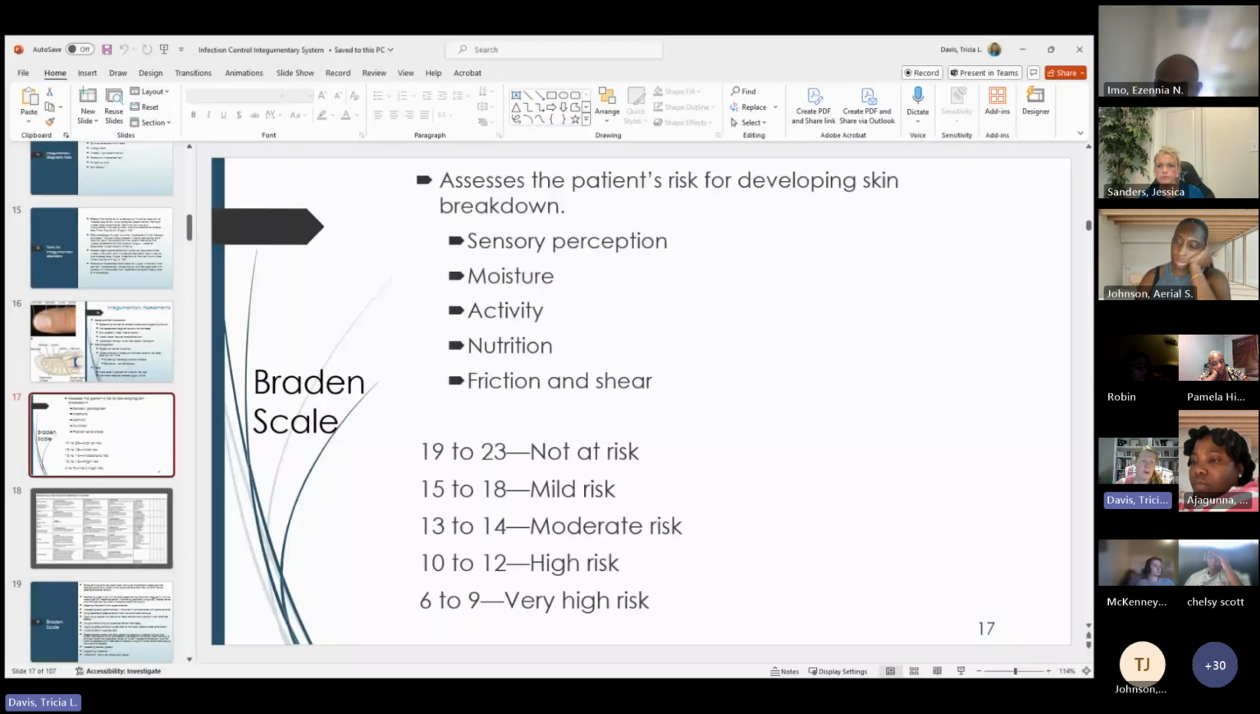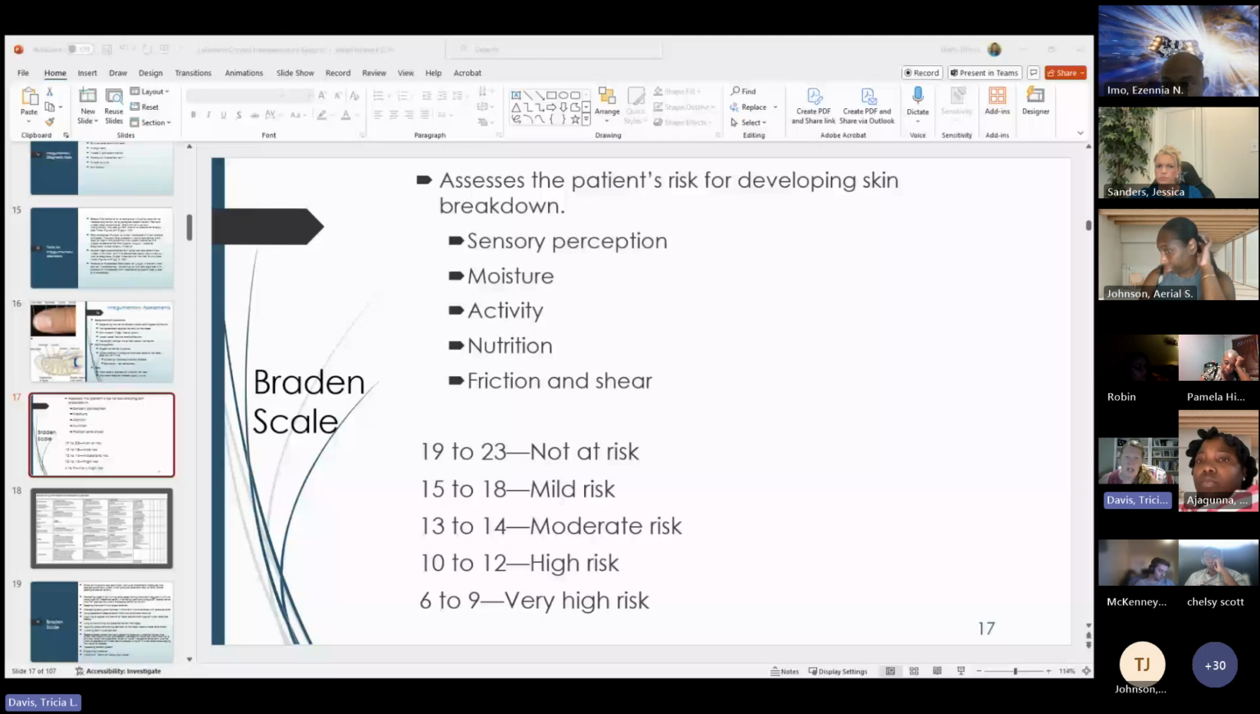All right, so you definitely need to know your Braden scale for your next exam. We do a Braden scale assessment on every single patient that comes into the hospital at least once a shift. It is part of your mandatory documentation. Like I said before, there's a possibility where you might have to look at this twice if things have changed for the patient, either for the better or for the worse. We use this Braden scale assessment to assess our patient's risk for developing skin breakdown.